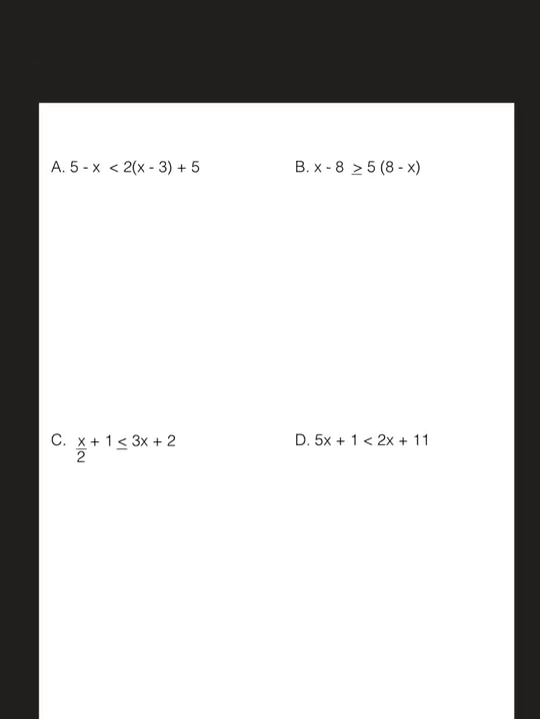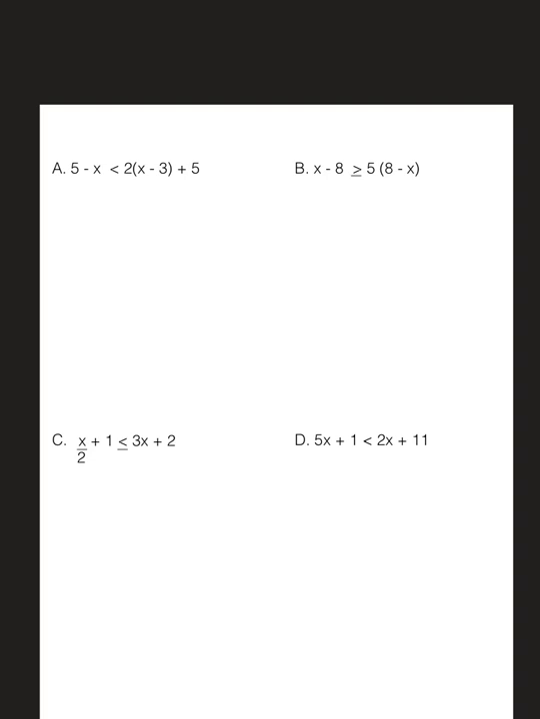Some examples. I'm going to do the first one with you, and then I'm going to have you do the last 3, and then come back and compare your answers. This one, 5 minus x is less than 2x minus 6 plus 5. 5 minus x is less than 2x minus 1. I simplified on the right-hand side.